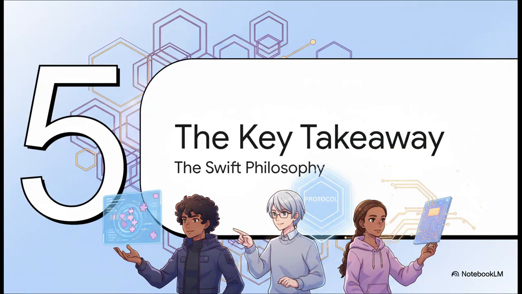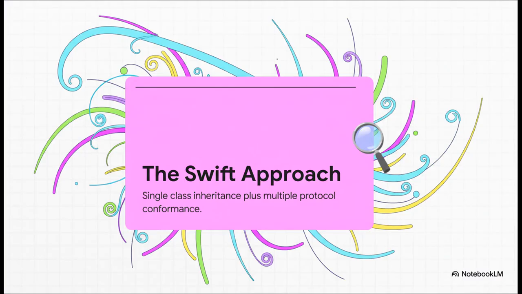So, now that we've seen the problem and Swift's really elegant solution in action, let's wrap this up and boil it all down. What is the key takeaway here? What is the core Swift philosophy? If you remember just one thing from this whole explainer, please let it be this phrase. This is the modern, powerful pattern that Swift encourages. Single-class inheritance for what an object is, plus multiple protocol conformance for what an object can do. That is the magic formula.